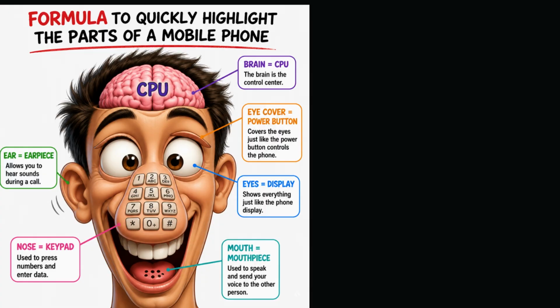Now, before we continue, I have a very simple and funny formula that will help you remember the 6 important parts of a conventional mobile phone. Instead of memorizing them one by one, imagine a funny human head. Let's use our own body to remember the parts of a mobile phone. Are you ready? Let's begin.